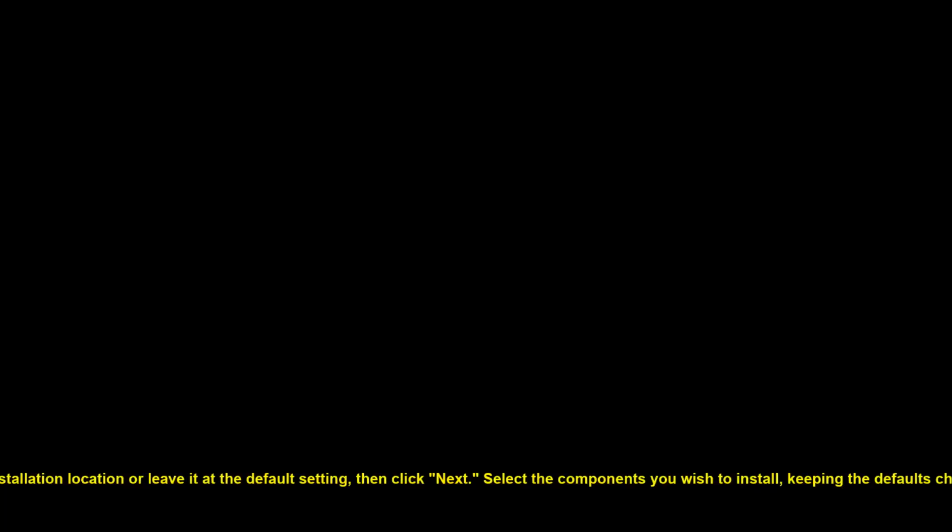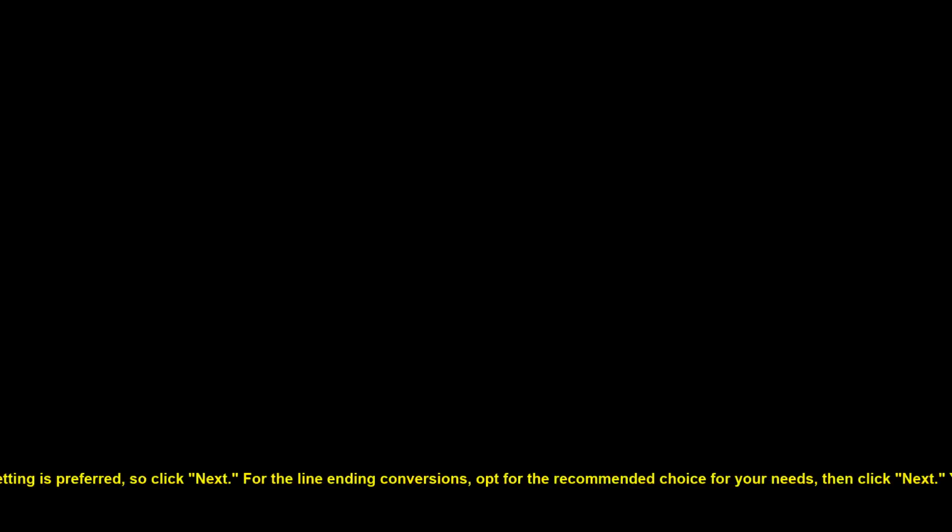Choose the installation location or leave it at the default setting. You can leave this as is and click Next. The next screen allows you to adjust the PATH environment. It is recommended to select Git from the command line and also from third-party software for added functionality. Click Next to proceed. Now, choose the SSH executable option.